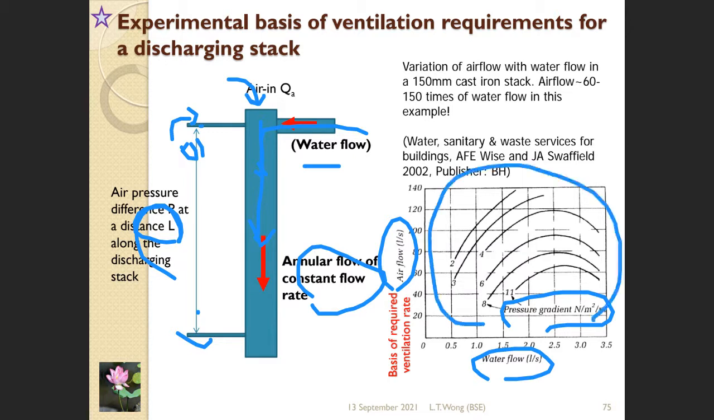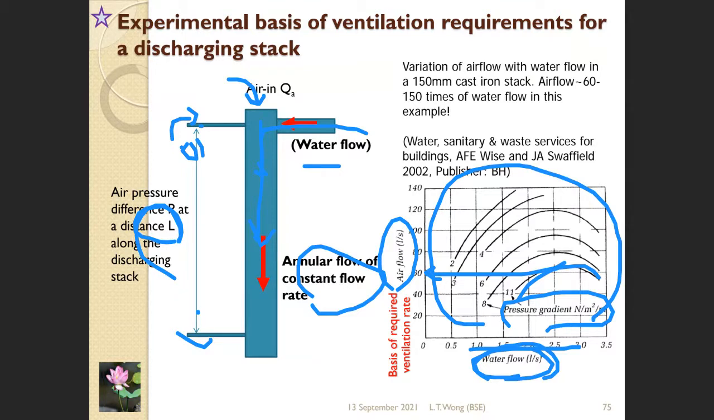Here is a family of curves of experimental results. The experiment has been conducted 1,000 times, if not 10,000. Okay? The most interesting part is that across a range of water flow rate, there will be a local maximum of air required in order to maintain a certain pressure gradient. That phenomenon is important because in our application of the drainage system, we do not know the actual flow rate at a certain moment. We're talking about the simultaneous flow rate, which is a maximum.